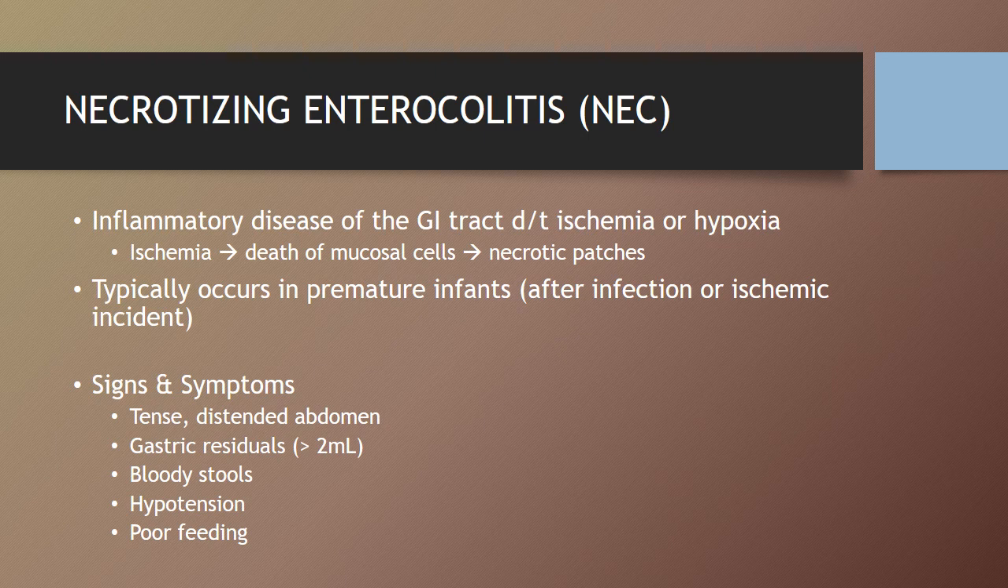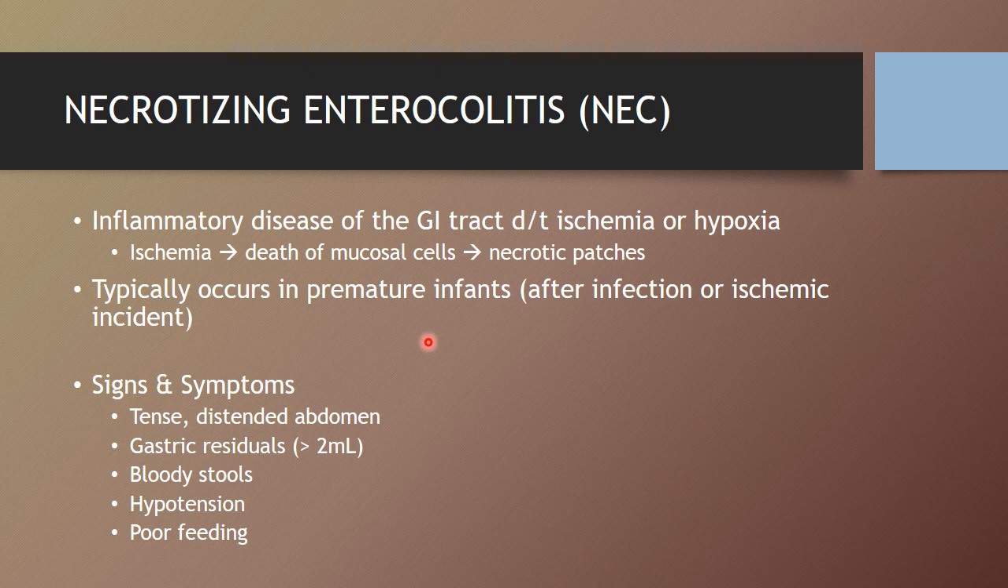And last for this section, we have necrotizing enterocolitis. This is an inflammatory disease of the GI tract due to ischemia or hypoxia. So you have an ischemic event, death of the mucosal cells then occurs, and then you start getting necrotic patches. So the gut starts to die and slough off, which is terrible, and it smells bad too. Typically occurs in premature infants.